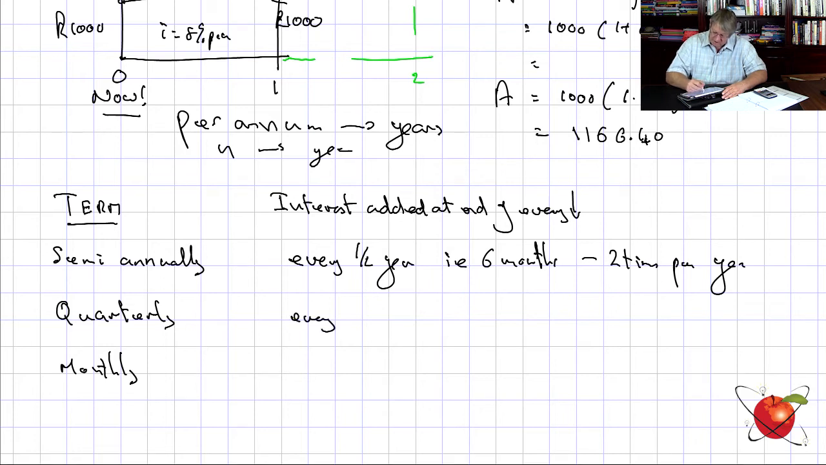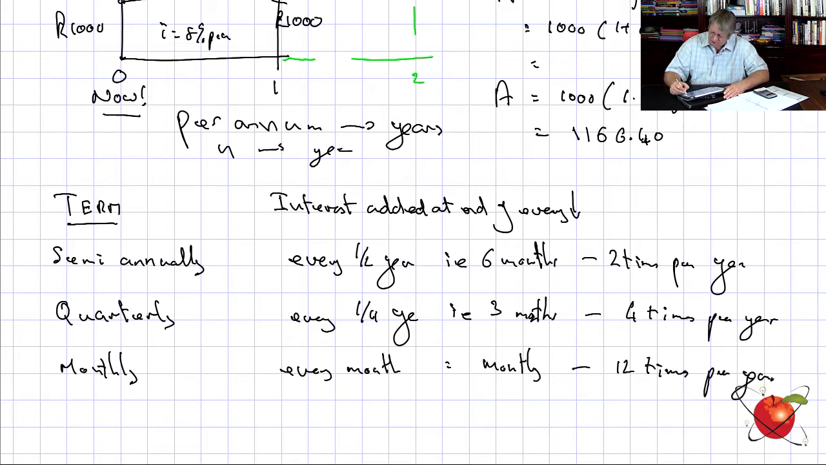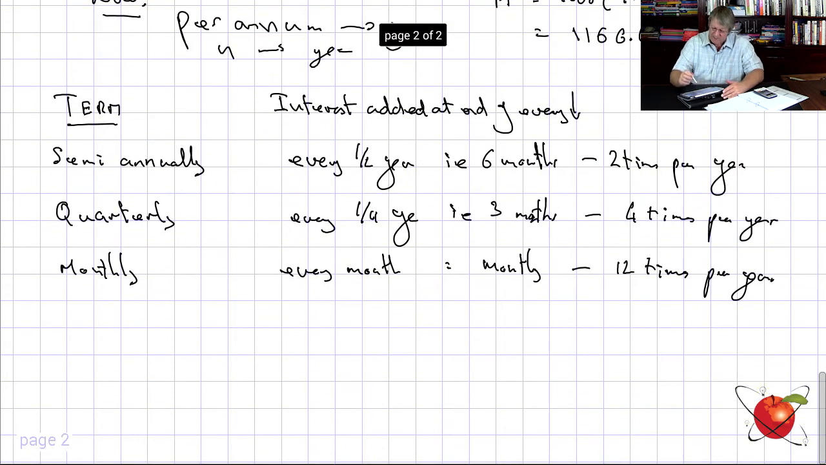Quarterly, every quarter year, i.e. every 3 months, which is then how many times a year? 4 times per year, right? And monthly, okay, every month, which is monthly, which is 12 times per year. In other words, what are we saying?